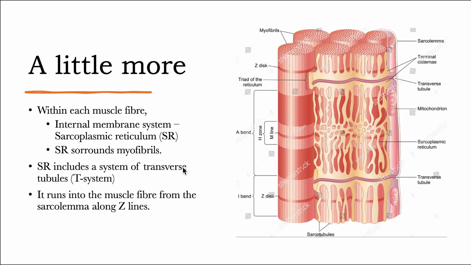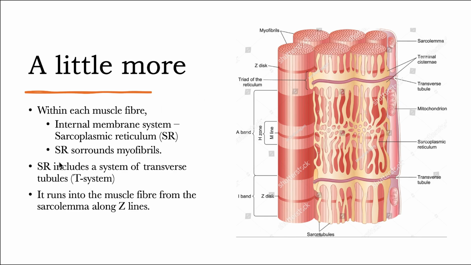Each muscle fiber has a membrane system called the sarcoplasmic reticulum. This one here. Now, inside this, we are talking about the myofibrils themselves, which are surrounded by an endomysium. So we have the endomysium surrounded by the sarcolemma. The sarcoplasmic reticulum is very important because it stores calcium and it surrounds each myofibril. Remember, we have said calcium is very important in the contraction of the muscle.